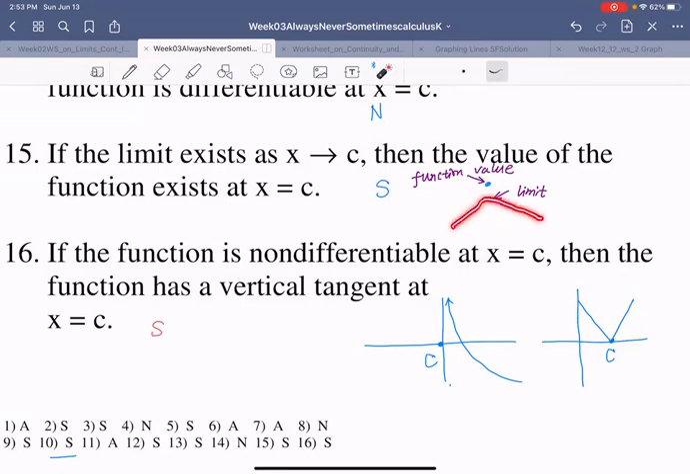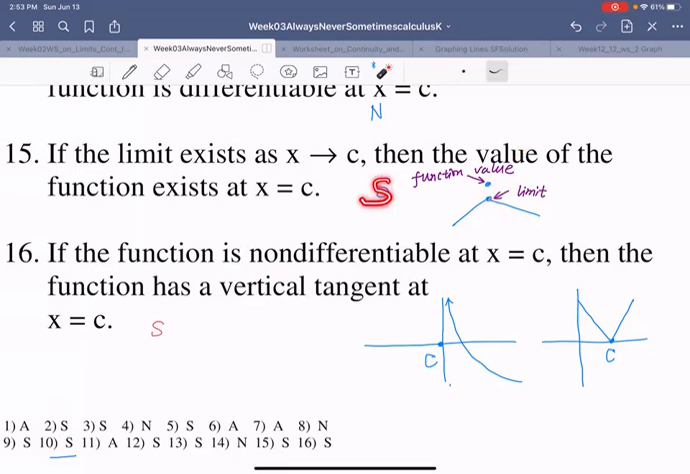Does this limit exist? Yes, because the limit from the left equals the limit from the right. So the limit exists, but the function value is not equal to the limit here. So this is a removable discontinuity. It is not continuous. The limit exists, but that doesn't guarantee you have a value here.